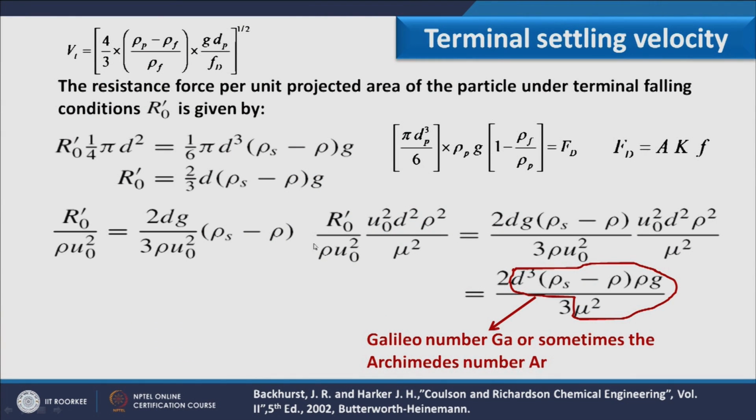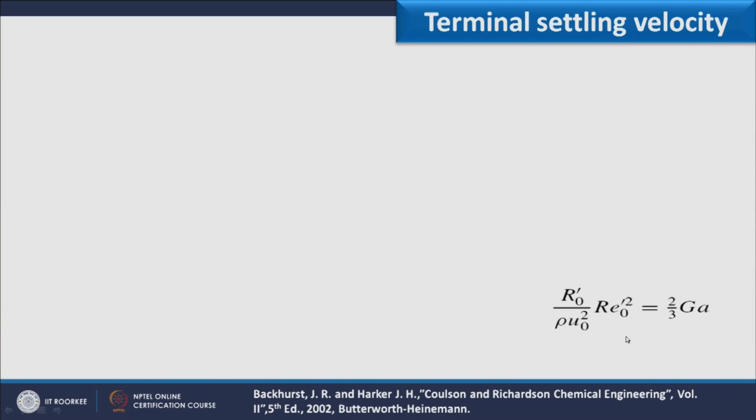So, if you consider this particular expression, that is R dash by rho u square into Reynolds number square, this we can equate with 2 by 3 into Galileo number. So, this expression is a function of all known parameters to us. So, here we have the Reynolds number, as well as this expression as the Galileo number we can find.